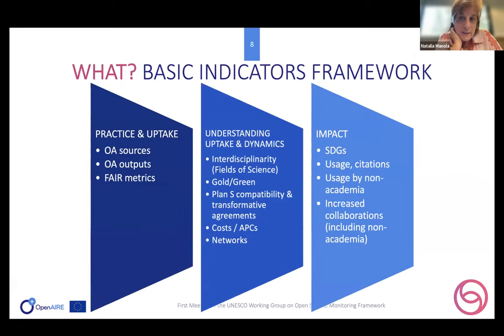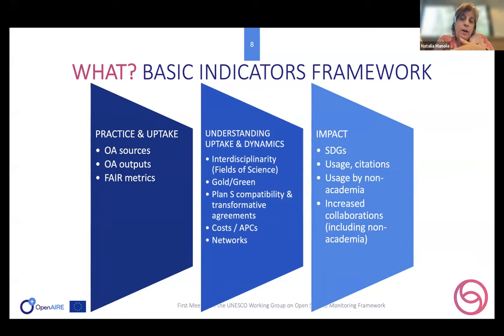So, going to the basic indicator framework that we work with, it's something very simple. One facet is the practice and uptake. Let's crunch the numbers, like open access sources, outputs, FAIR metrics. This is simple to do if you have the power of the OpenAIRE research graph. Then we need to understand the uptake and dynamics of the system. So who is doing what, where are the costs, how can we complement these agreements, which networks are being formed. For our network and for everyone in Europe, these are deeper indicators, not just on the uptake.